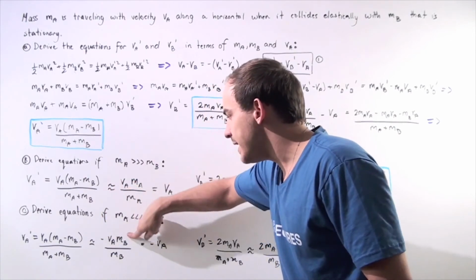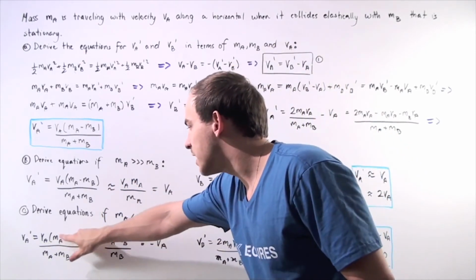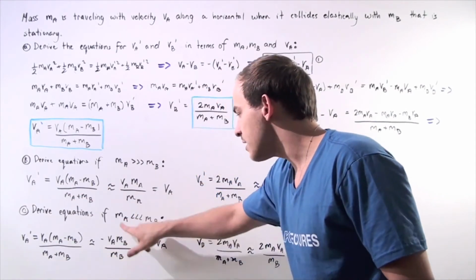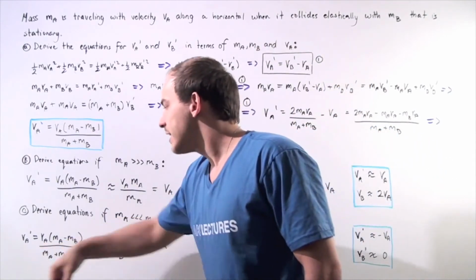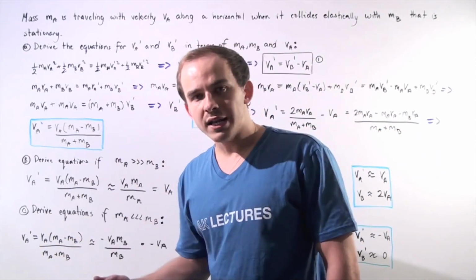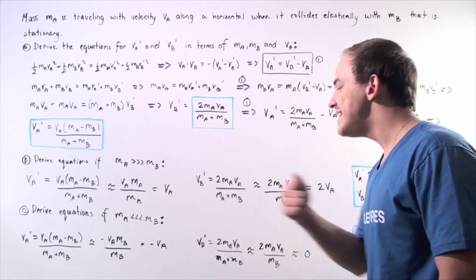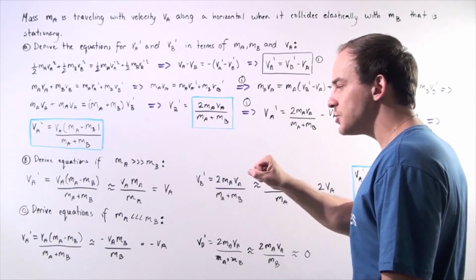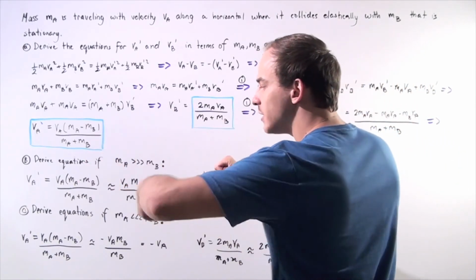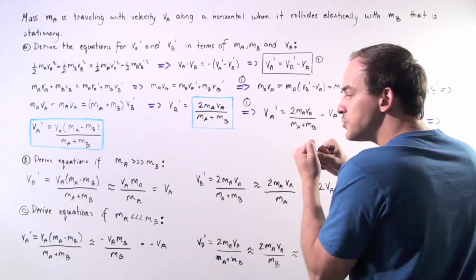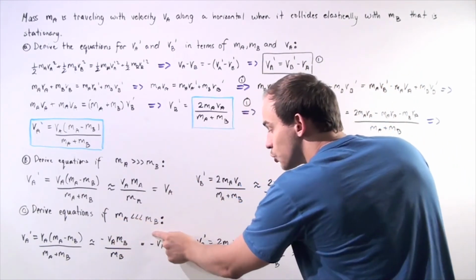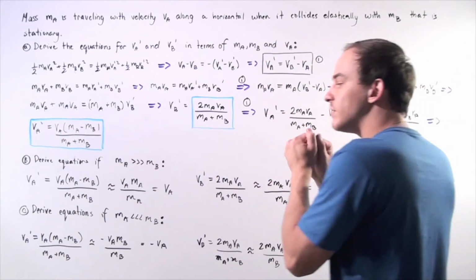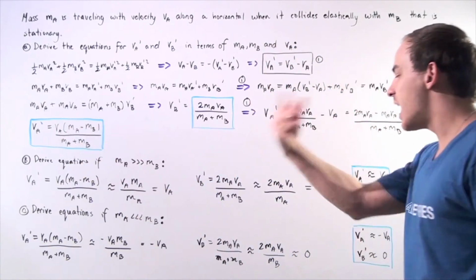Negative VA MB, the negative comes from the fact that this becomes 0 and the negative is left over, and the bottom becomes MB. The MB's cancel, and we get that the final velocity of object 1 is equal to negative of its initial velocity. So that basically means if we have a very heavy object that is stationary and a second object that is very light comes in, collides, that object will bounce away with the same exact velocity, but that velocity will point in the opposite direction.